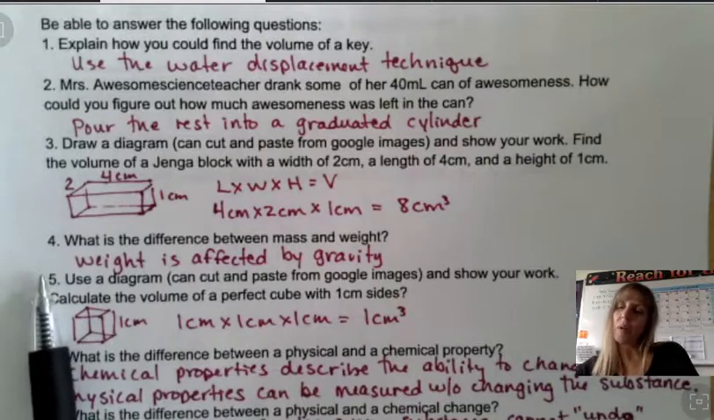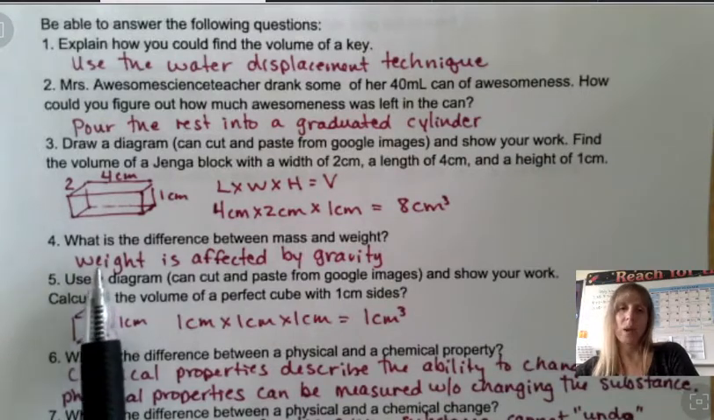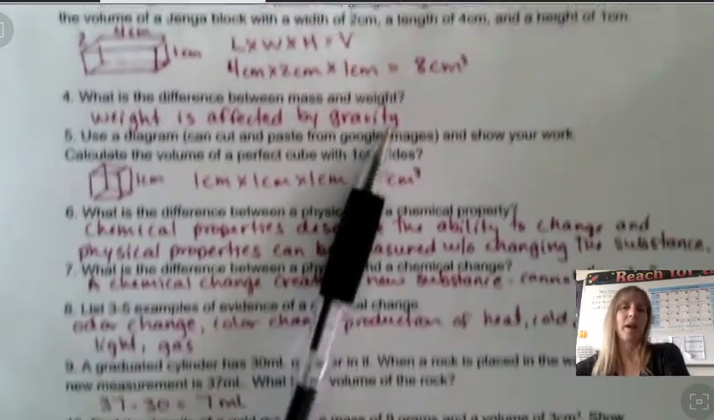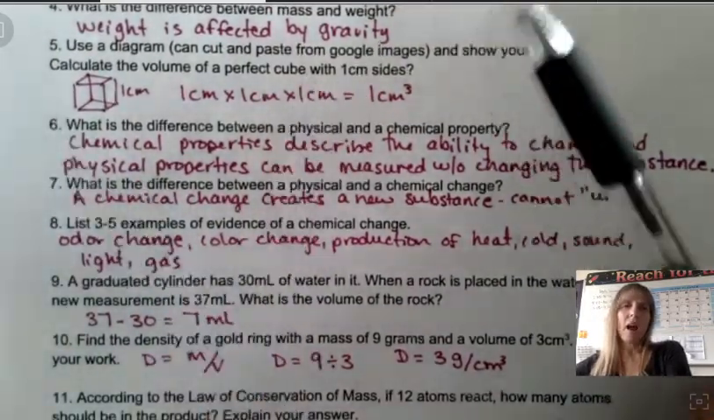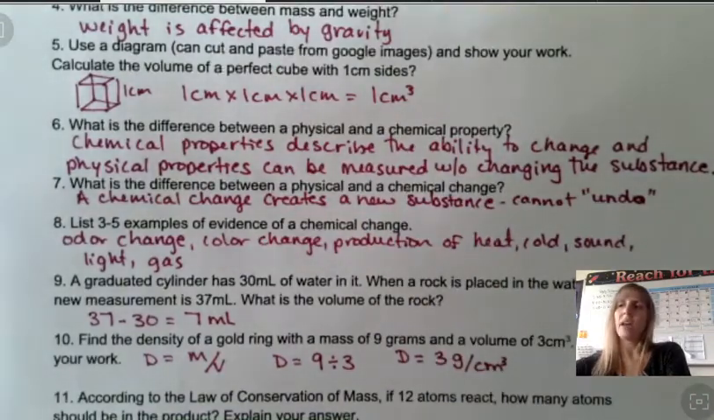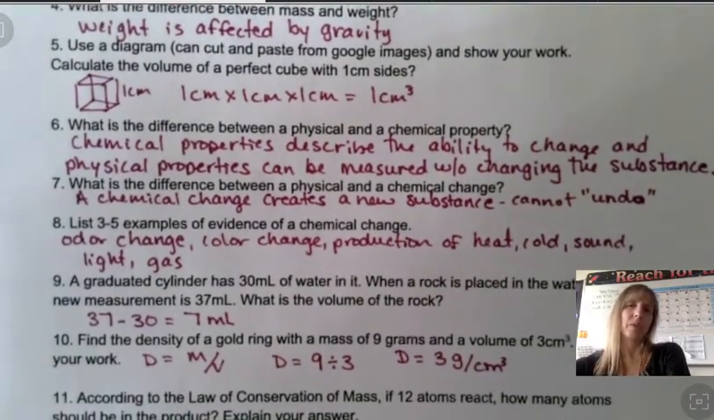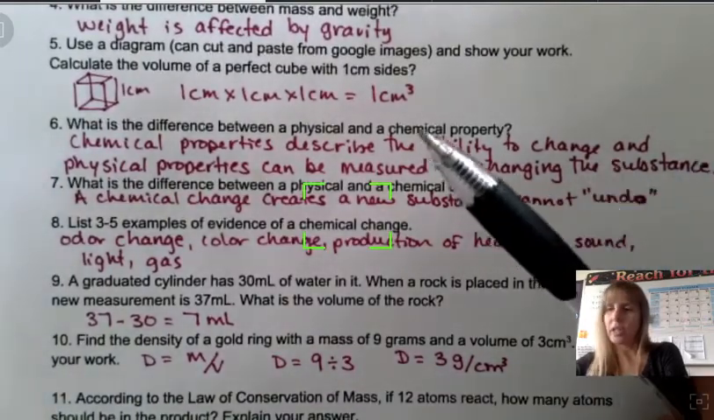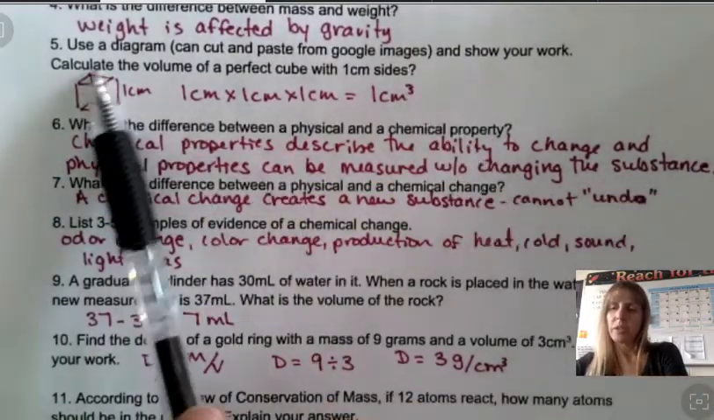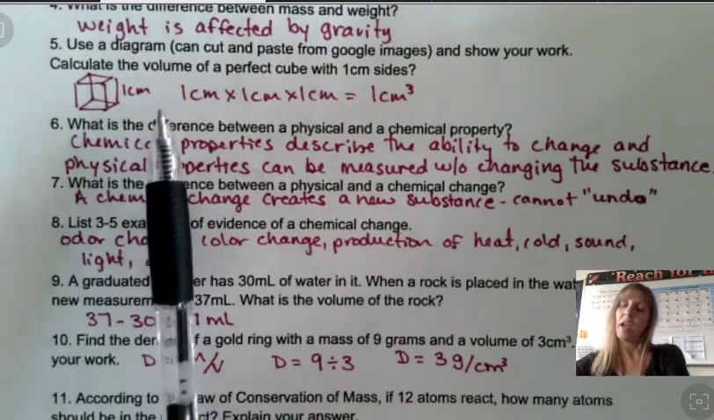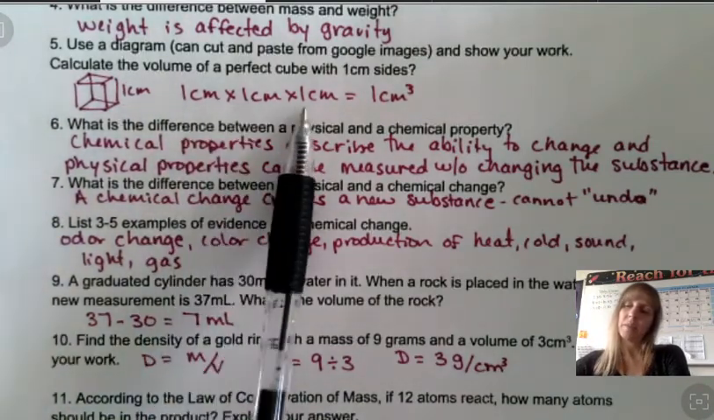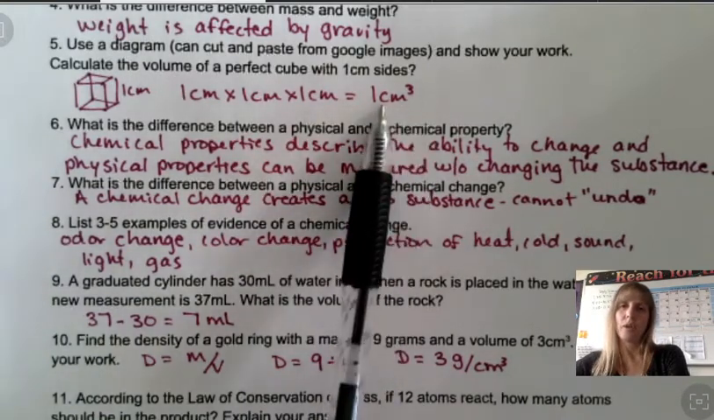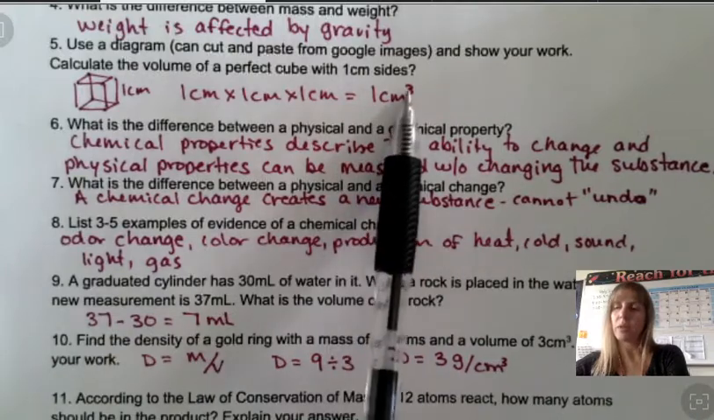3 dimensions. Number 4, what's the difference between mass and weight? Well, weight is affected by gravity. Sometimes they're the same number, but weight is affected by gravity. Number 5 asks you to use a diagram, or cut and paste from Google Images and show your work, to calculate the volume of a perfect cube with 1 centimeter sides. Here's a perfect cube with 1 centimeter sides. You just multiply length times width times height. So 1 times 1 times 1 is 1 centimeter cubed. Make sure you have that centimeter cubed there, with the 3 a little tiny at the top.